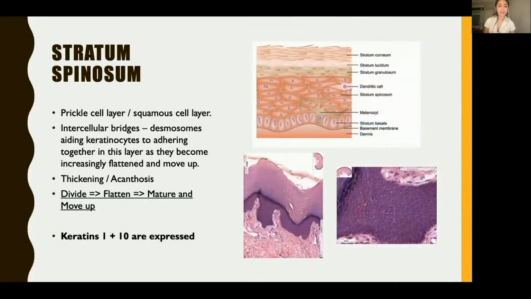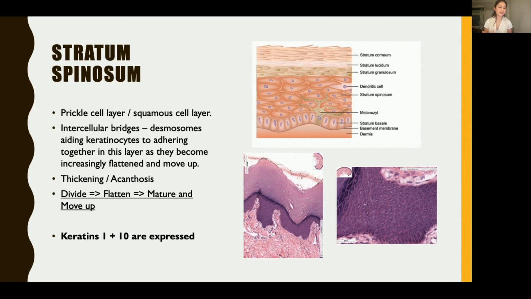Next slide. The next layer we'll be talking about is the stratum spinosum, which is the one I mentioned earlier when we were talking about Langerhans cells. This is also known as the prickle cell layer. It's called that because you get these spiny processes and bridges between the keratinocytes called desmosomes, which help the keratinocytes stick together as they get flatter and move up. Thickening in this layer is specifically called acanthosis.